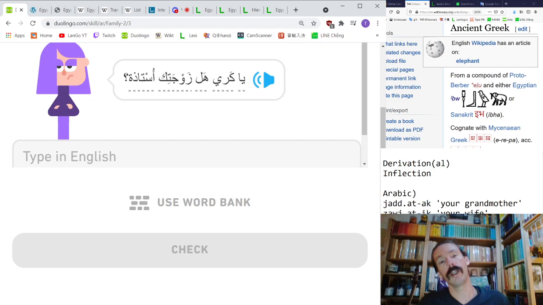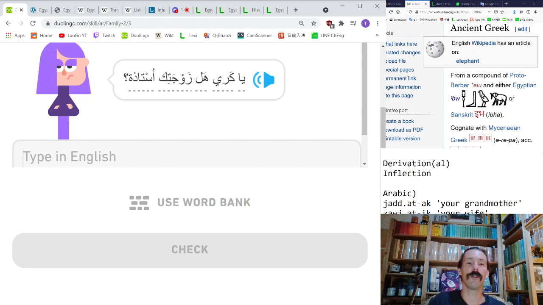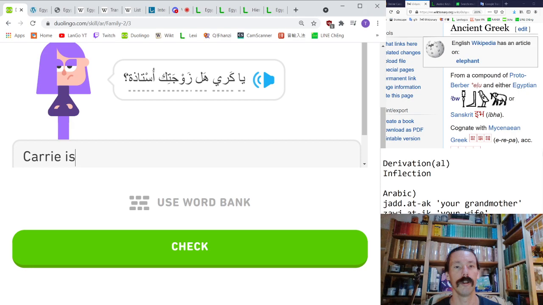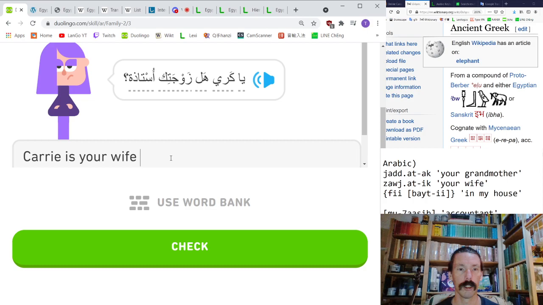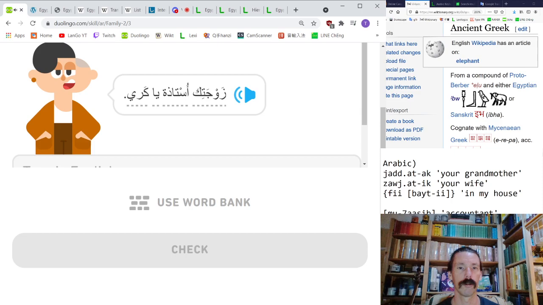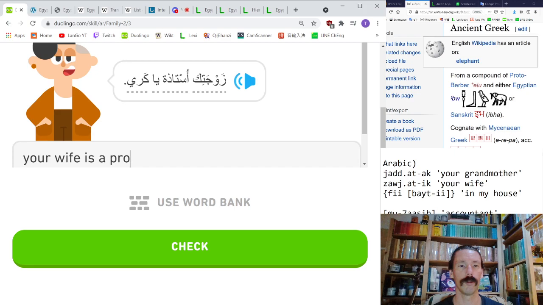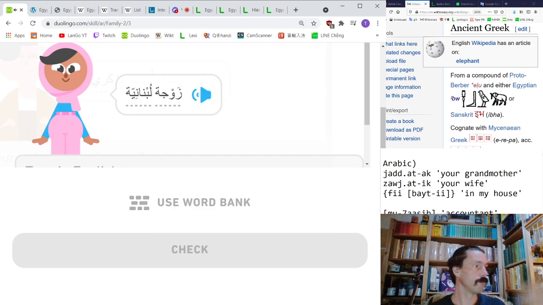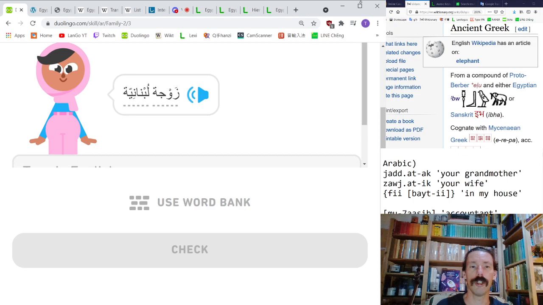Ya kari, el zaujatek ustada, is your wife. Zaujatek. Is that the same one? Yeah. So it could be a case marking thing, too, that ik versus ek. So here it's subject case. يا كري هل زوجتك أستاذة؟ أستاذة, professor. زوجتك أستاذة يا كري. زوجة لبنانية. The زوجة, the wife, a wife. And this one, both are unmarked, means a Lebanese wife.